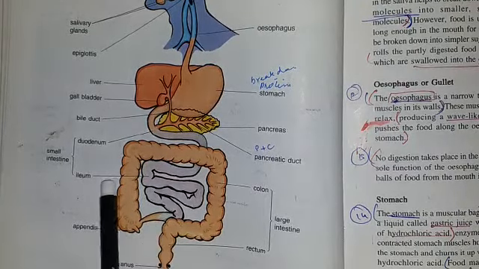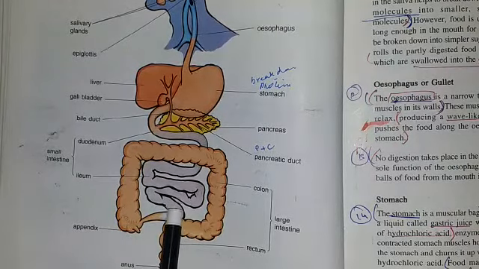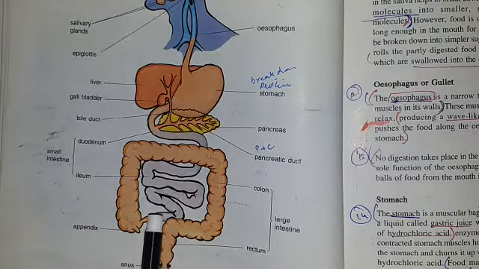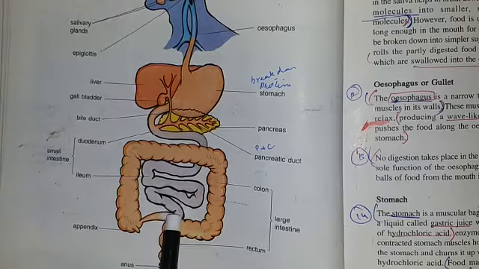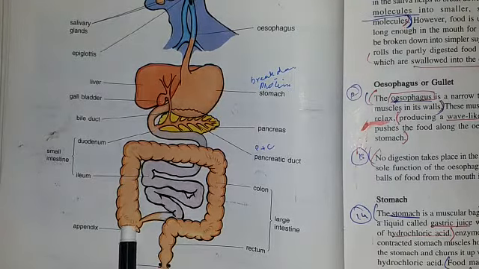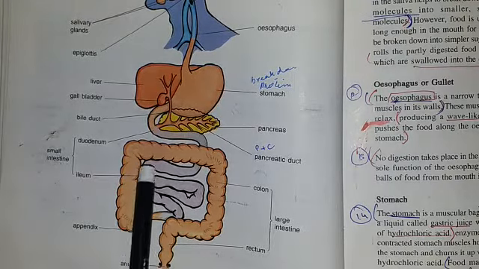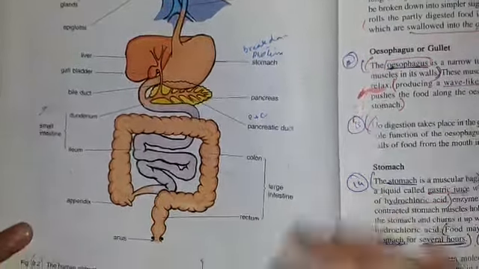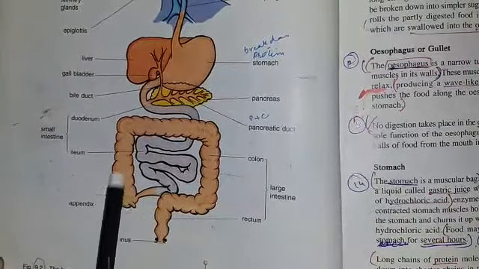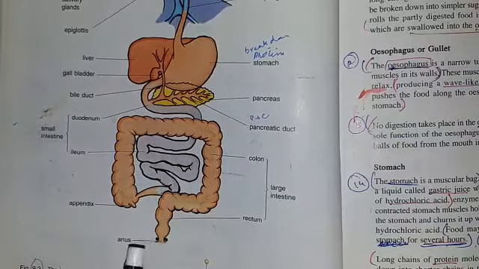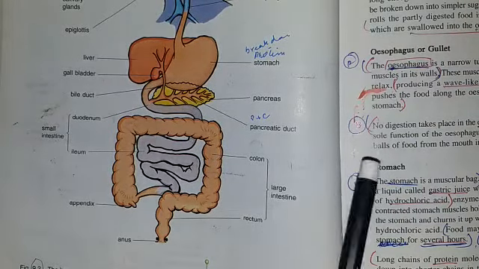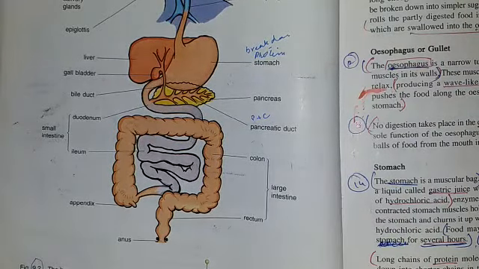Students, next, the small intestine. In the small intestine digestion takes place, and the small intestine opens into the large intestine. Students, in the large intestine no digestion takes place, only the absorption of food takes place. This is the large intestine. The large intestine also has two parts, the colon and the rectum.